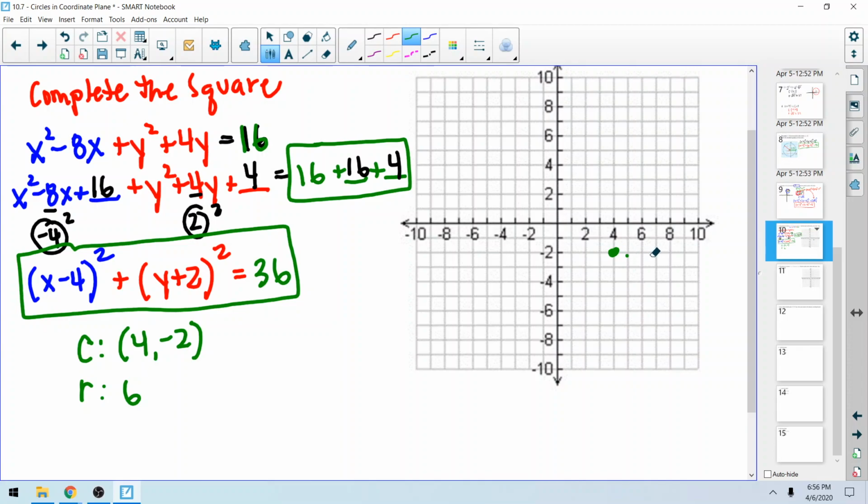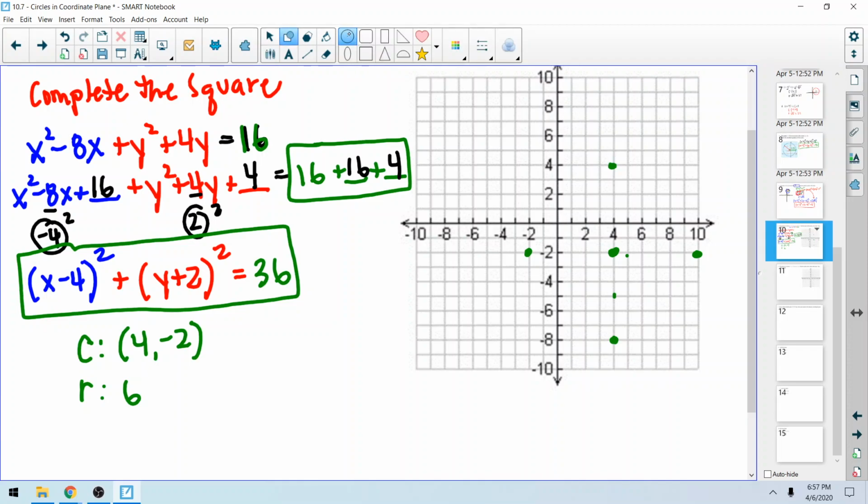1, 2, 3, 4, 5, 6. And then once again, try your best to draw a circle.